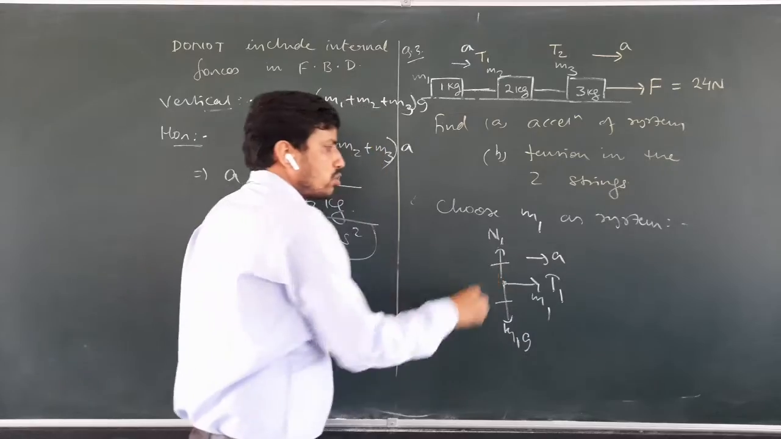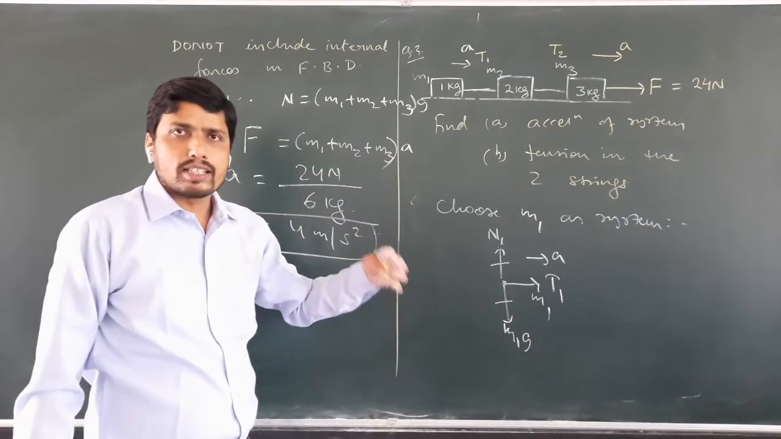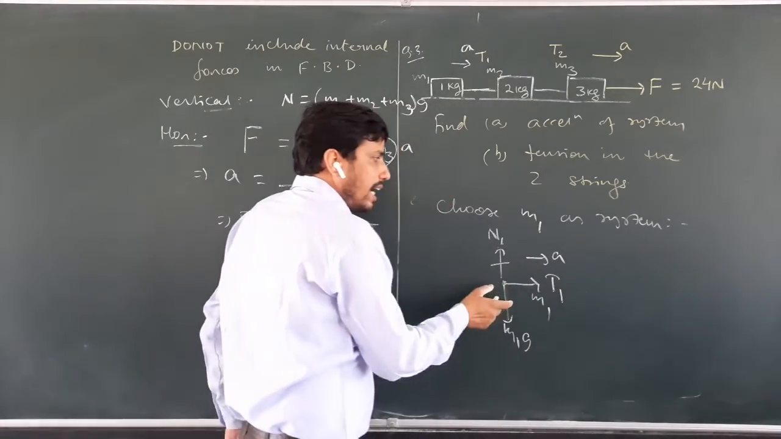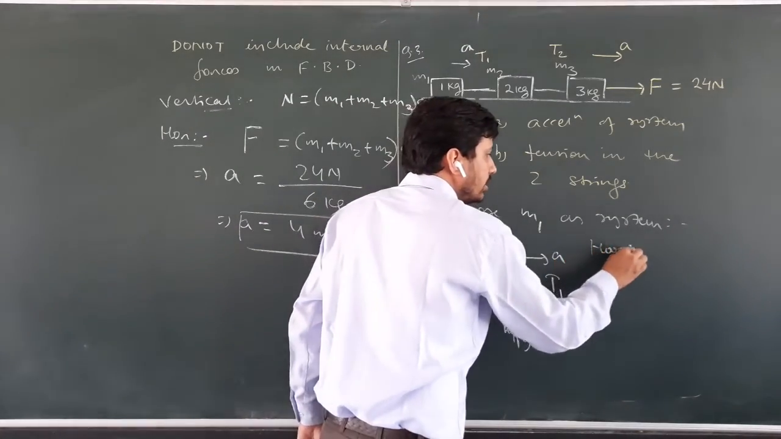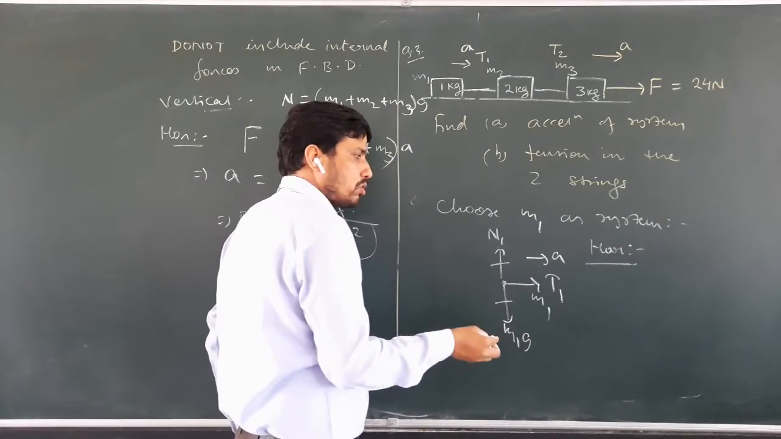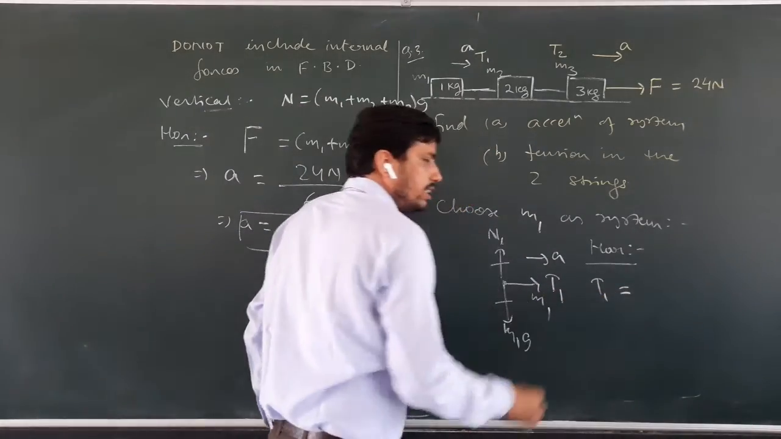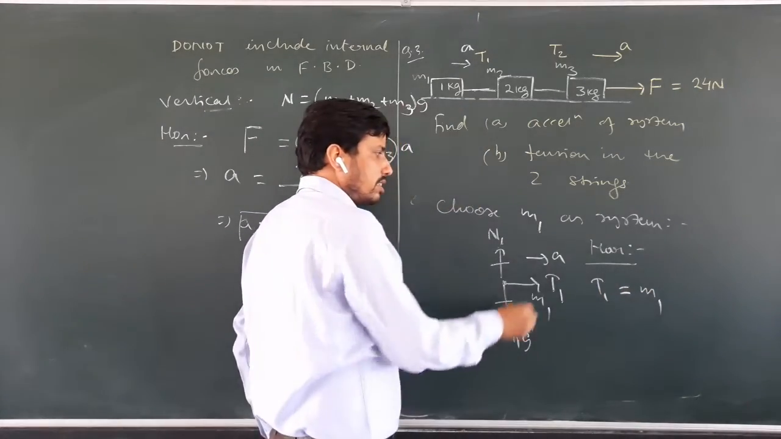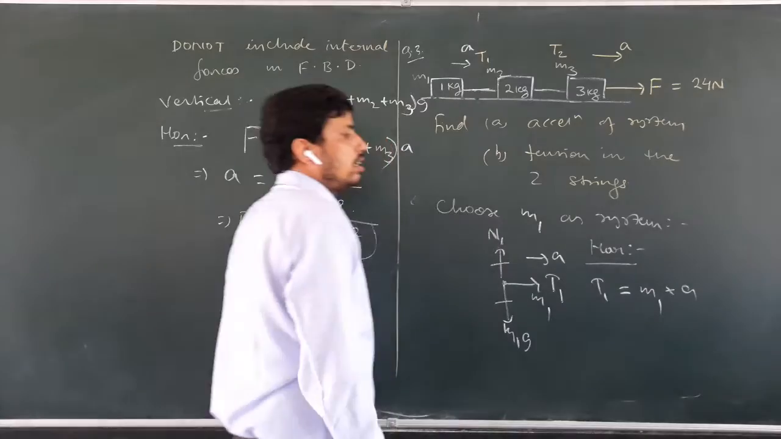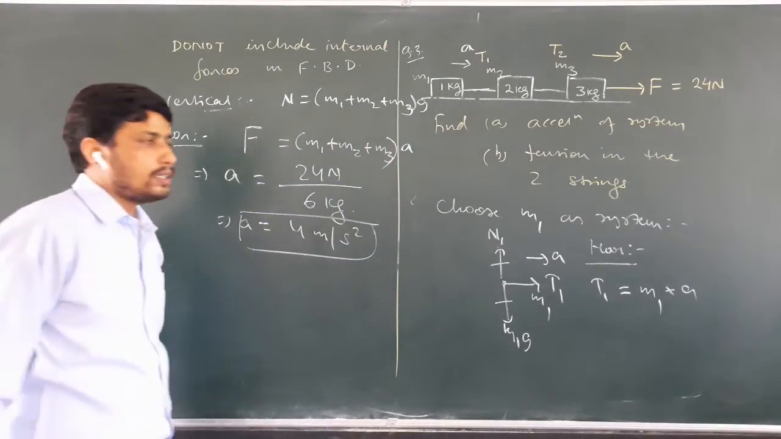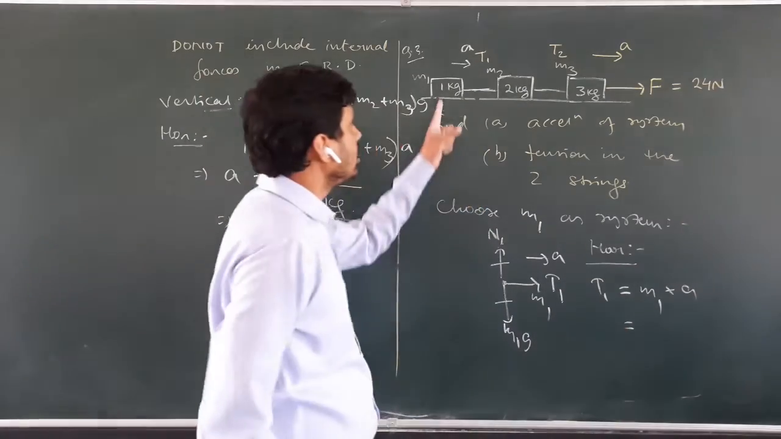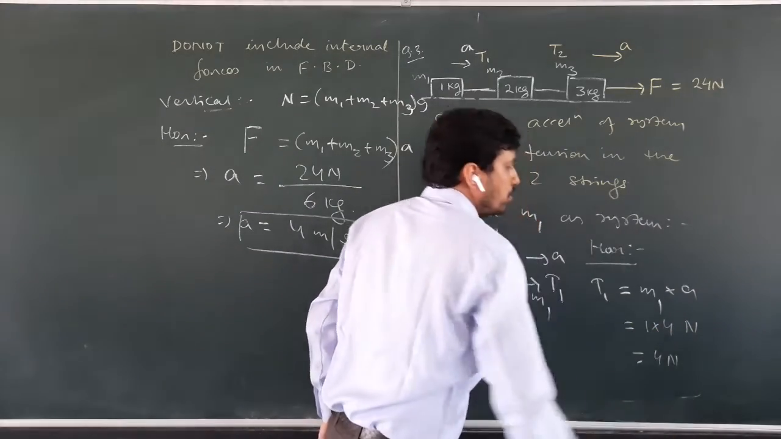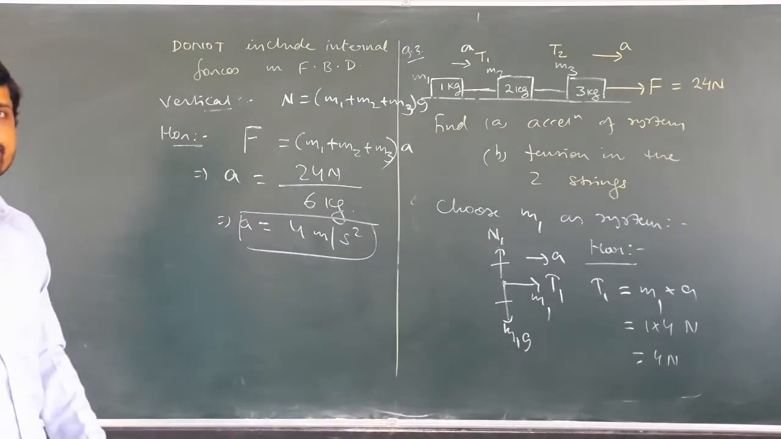As we have discussed earlier, these two forces will cancel because in a vertical direction there is no motion. So there is only motion in horizontal direction, and in horizontal direction we will write the equation. For horizontal direction, net force, that is T1, is equal to mass into acceleration. Mass is m1 into acceleration is a. a value is how much? 4. m1 is how much? 1. So 1 into 4 Newton, that is 4 Newton. So T1 we have got.